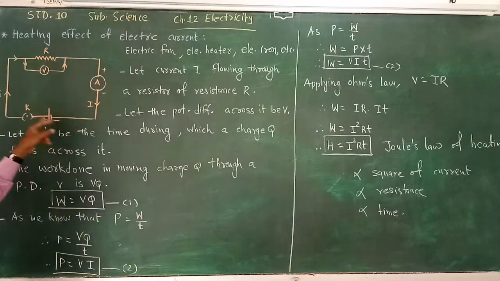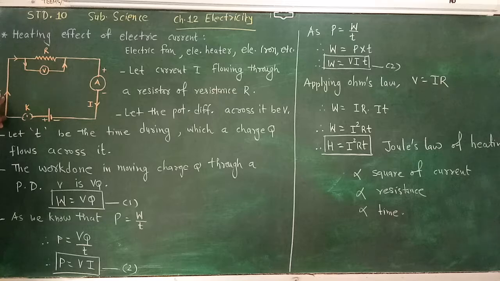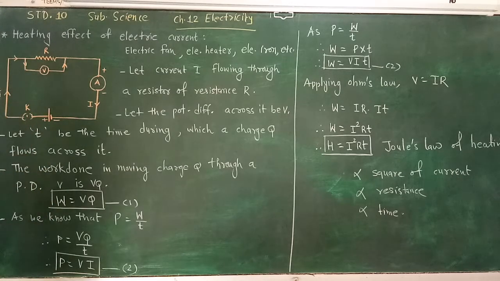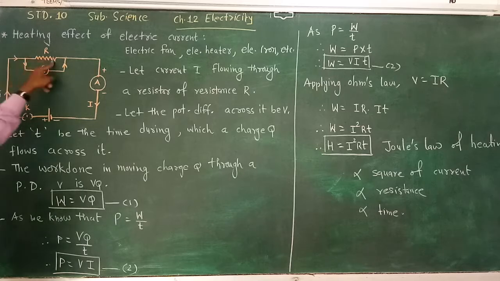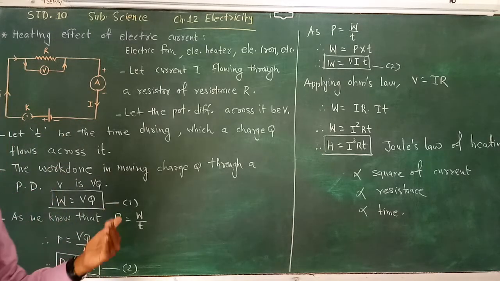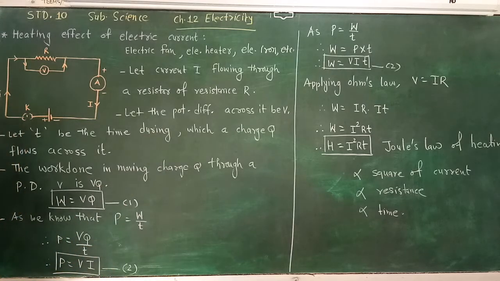Here, let's consider the current I is flowing through the resistor R, and let V be the potential difference across the resistor R. During the time interval T, the charge Q flows from the battery across the resistor R. So work is done in moving the charge Q through the potential difference V.